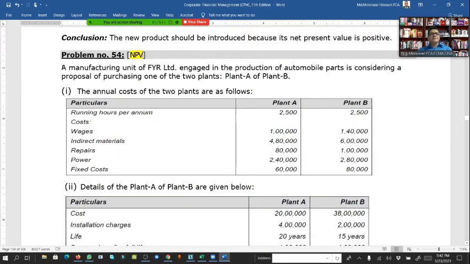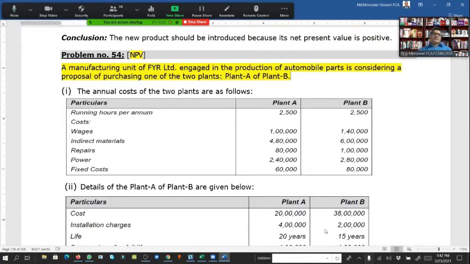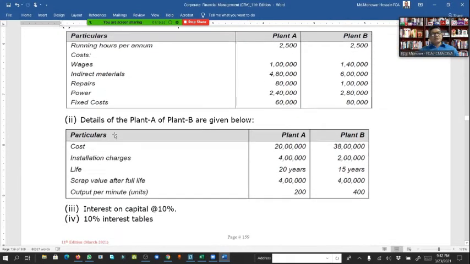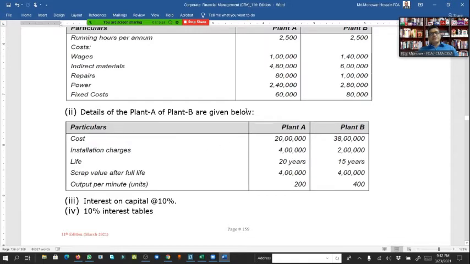Here is a question. A manufacturing unit of a company engaged in the production of automobile parts is considering a proposal of purchasing one of 2 plants, plant A and B. One of the 2 plants will be purchased. So the annual cost of the 2 plants: in the first line, running hours per annum, 2,500 hours. Also plant B the same. Cost, wages, indirect material, repair, power and fixed cost are given separately. And details of plants A and B are given below.